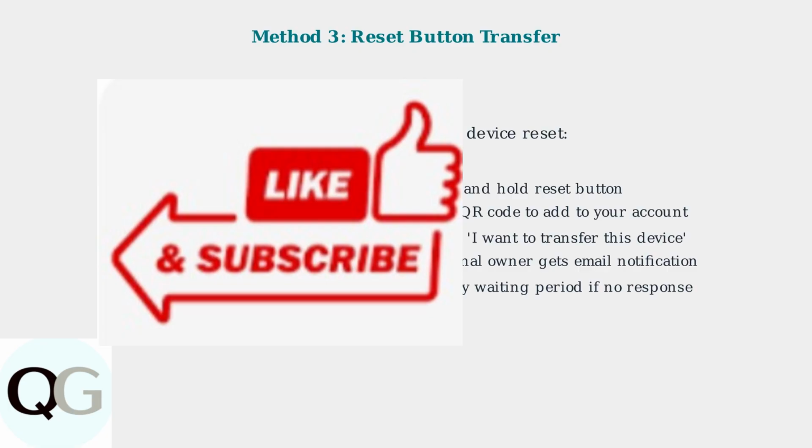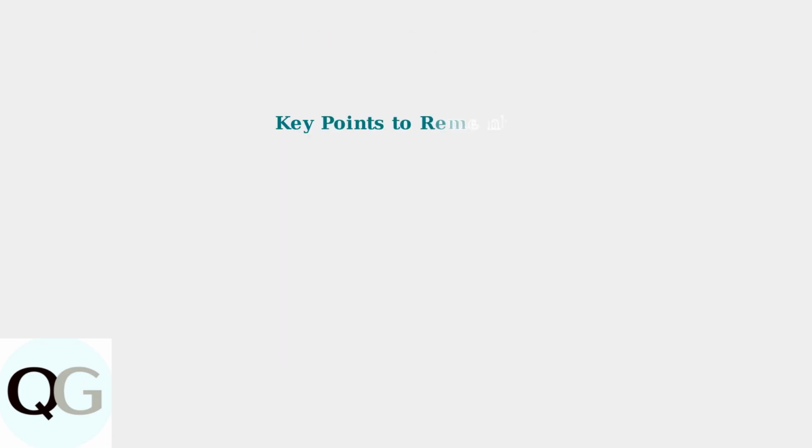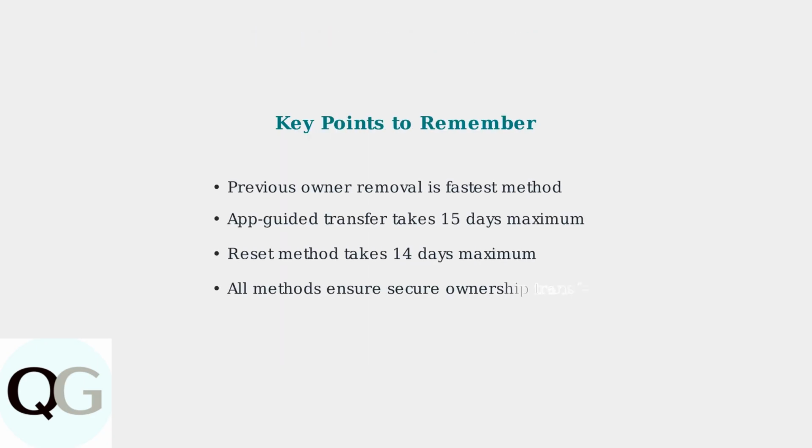Select, "I want to transfer this device," and the original owner will receive an email notification. If they don't respond within 14 days, ownership transfers to you. Remember these key points. Having the previous owner remove the device is the fastest method. Both app-guided and reset button transfers have waiting periods of 14 to 15 days. All methods ensure secure ownership transfer, protecting both the previous and new owners.